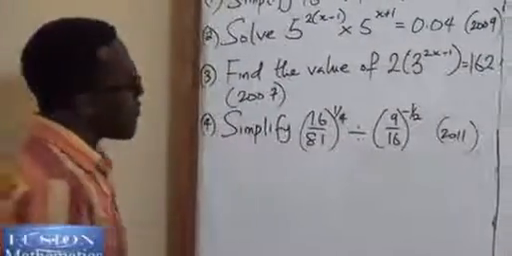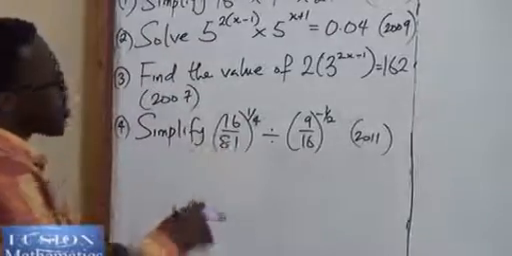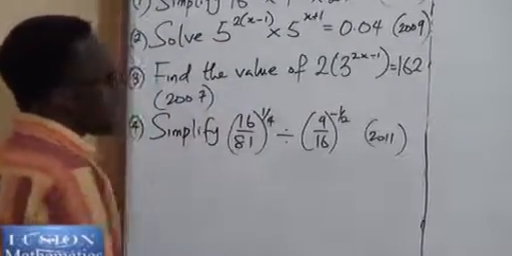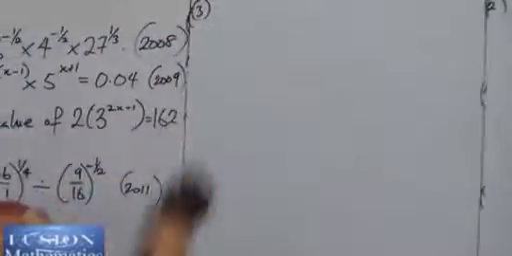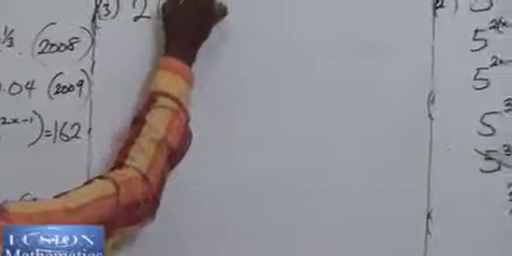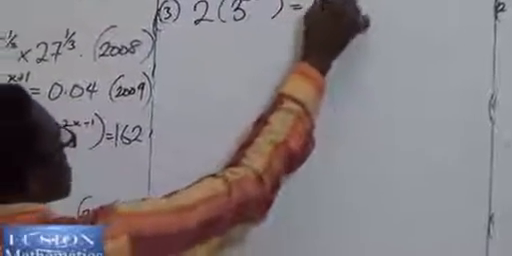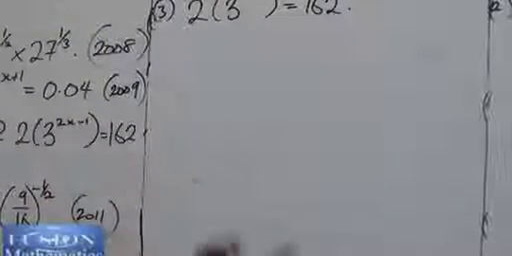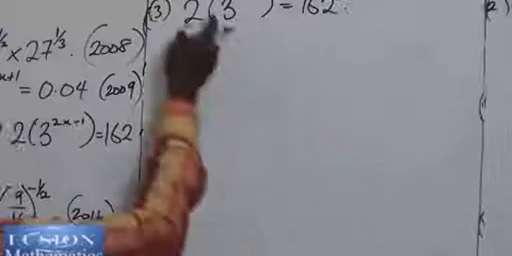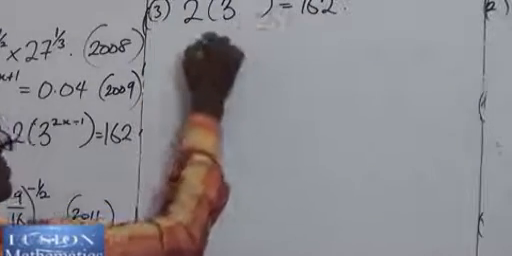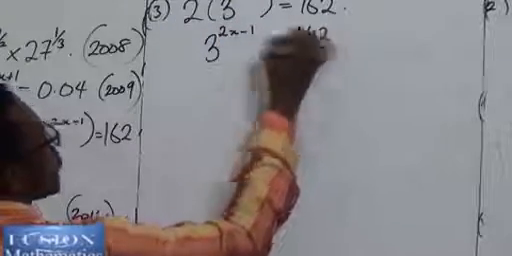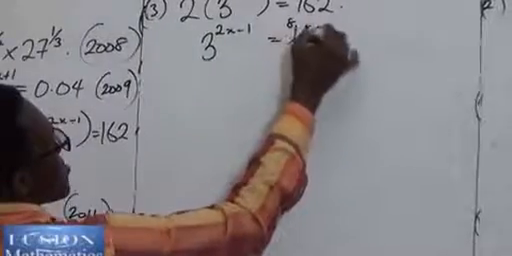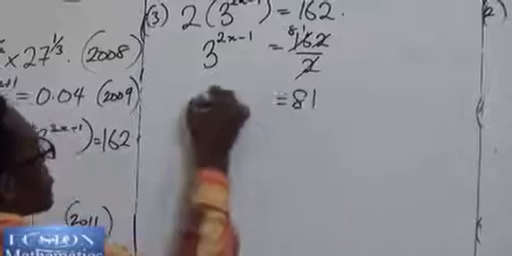We are finding the value of 2 bracket 3 raised to the power 2x minus 1, close the bracket, equals to 162, 2007, first question. Let's solve it. This will give us 2x minus 1 equals to 162. To simplify this, we can divide both sides by 2. That is, this 2 dividing this side. So it becomes 3 raised to the power 2x minus 1 equals to 162 all over 2. 2 we go here 8, we go here 1. So we have equals to 81.